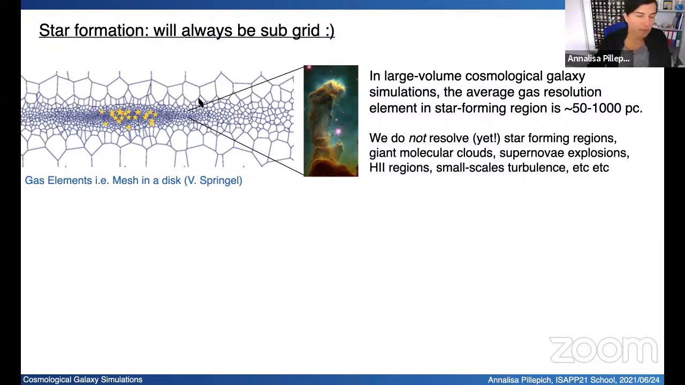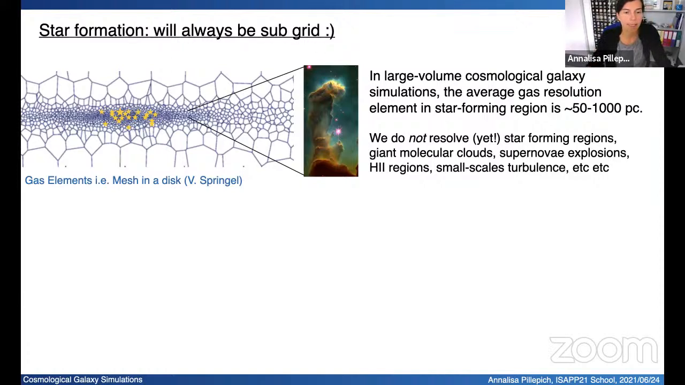And in large-volume cosmological galaxy simulations of today, the average gas resolution element is something that goes between 50 parsec, at best 10 parsec, up to a kiloparsec or more. So these are larger spatial scales than the sizes of star-forming regions, of giant molecular clouds, of much more than, say, the supernova explosions.